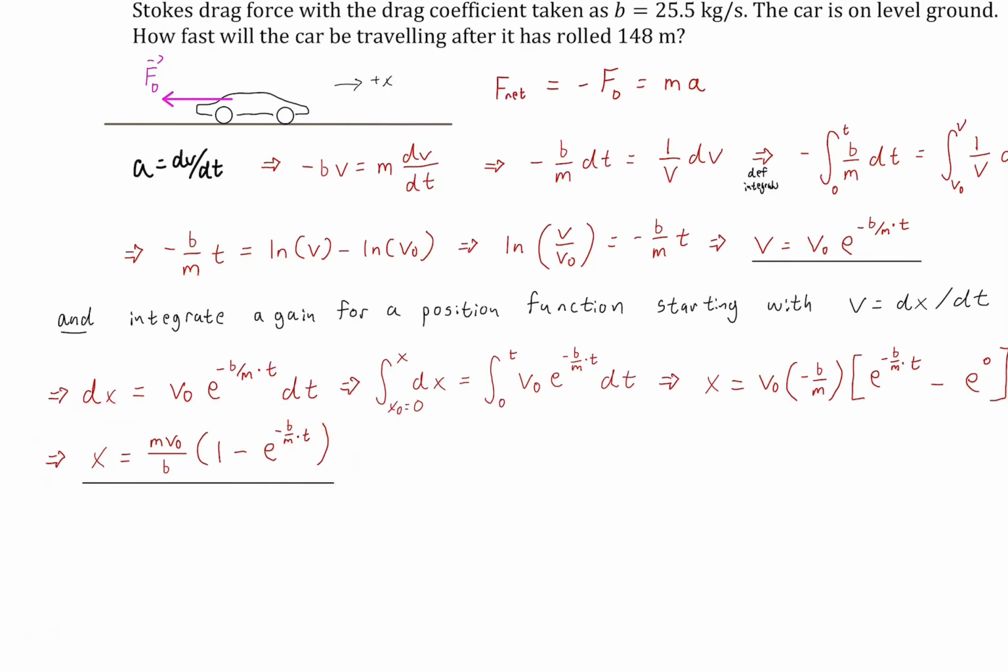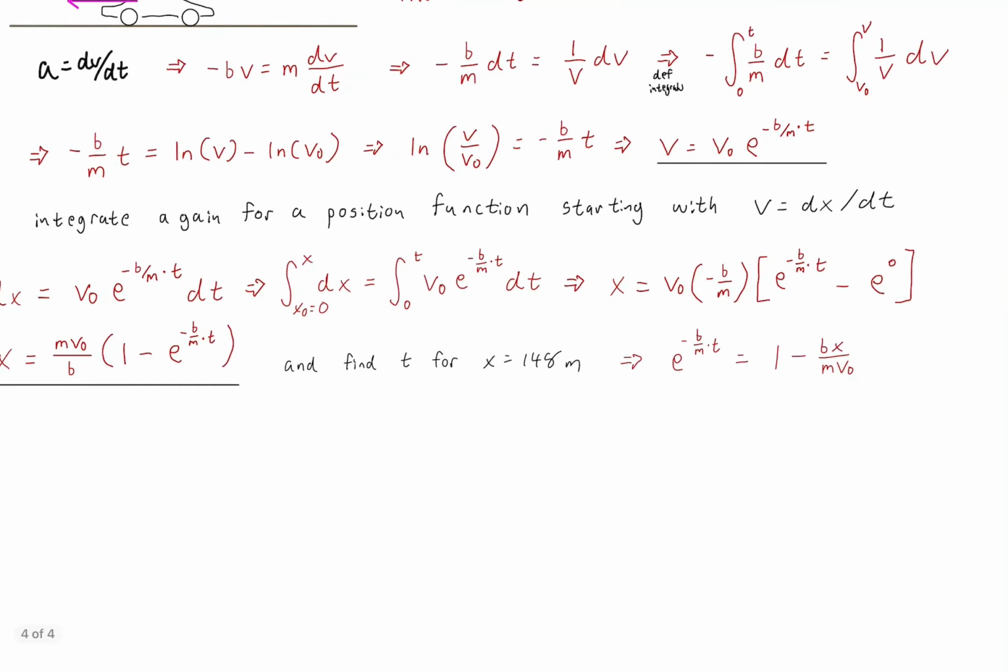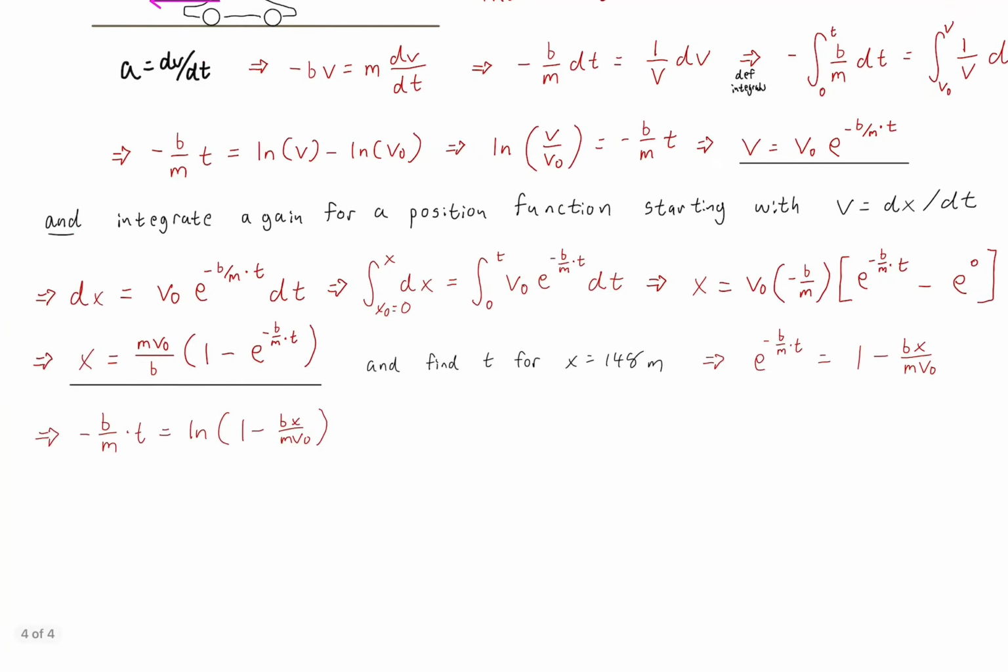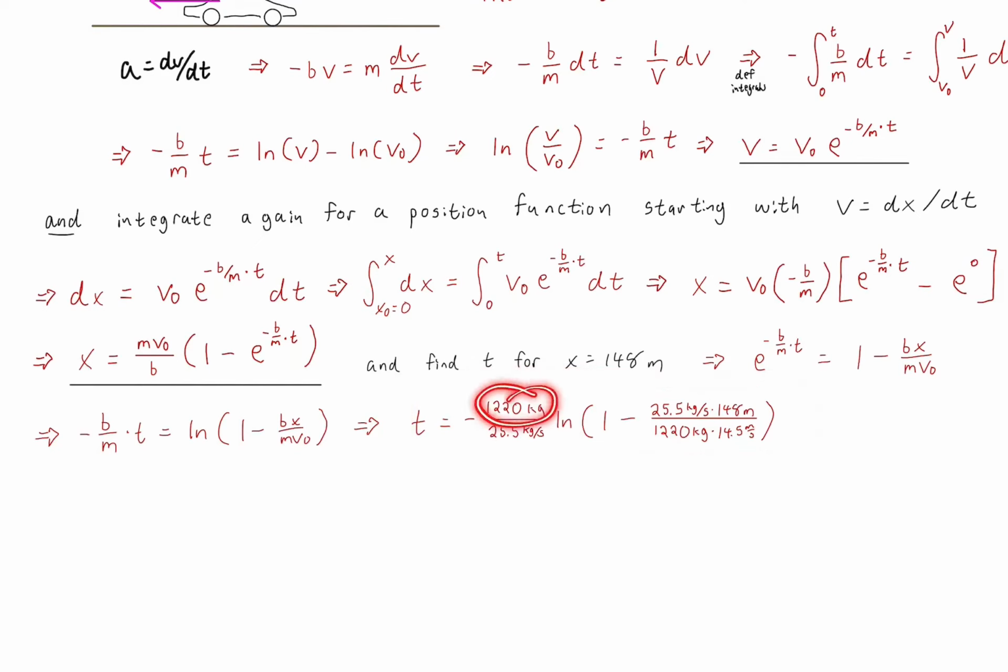And this one's nice because unlike the other one, there's no extra t. And that means that this one actually can be solved directly rather than graphing it. So then we're going to find t for x equals 148 meters. So then I'm just going to do some algebra to isolate t. Basically I'm just undoing the exponent with a natural log, and I eventually then solve for t. Plugging in our values, plugging in our mass, our drag coefficient, our initial velocity.